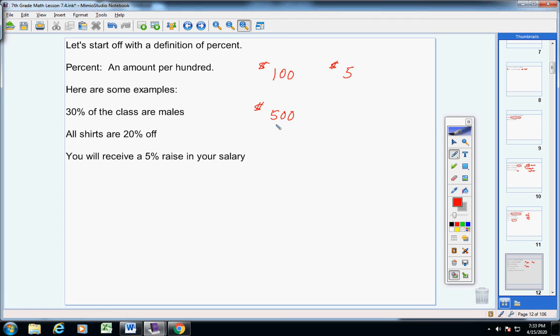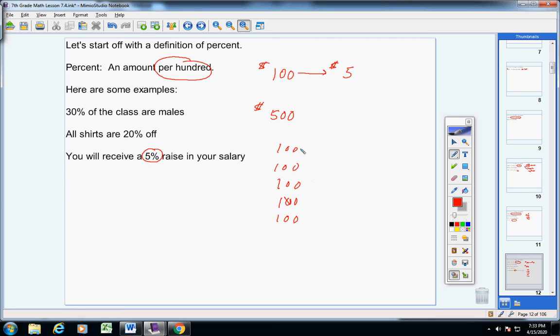$500 per week. Now you're getting a 5% raise, all right? So if you think about that for a second, that means every $100, because remember, percents are based on what? Per 100. So every $100, you get how much more? 5. So I've got 5. So how many 100s would that be? Wouldn't that be 5 100s?